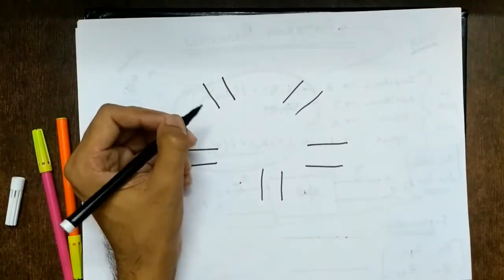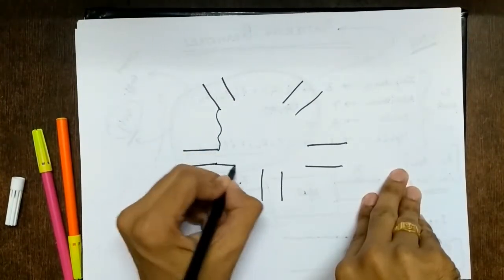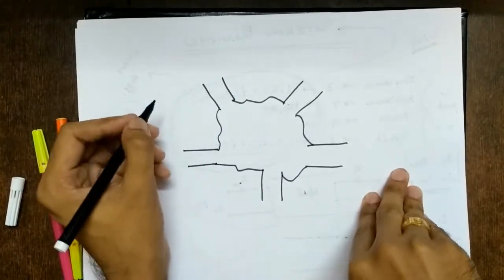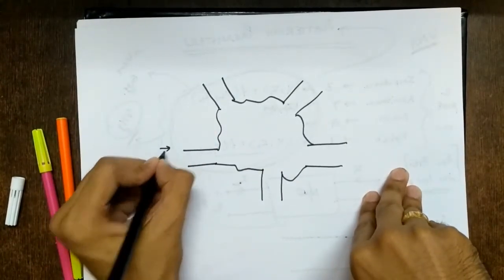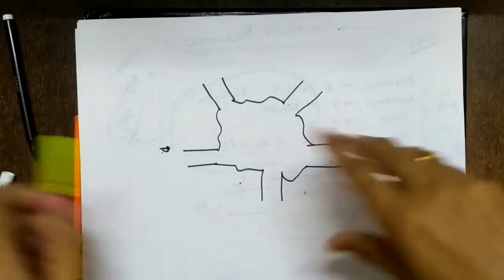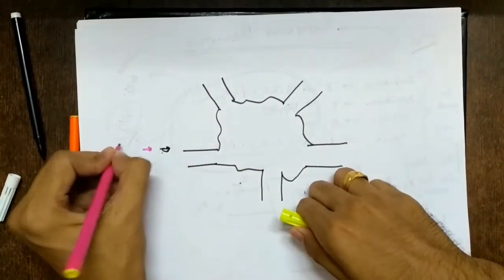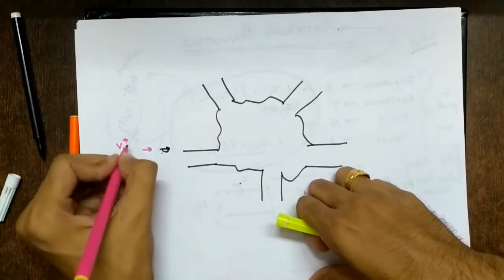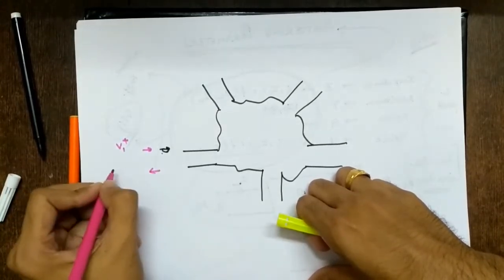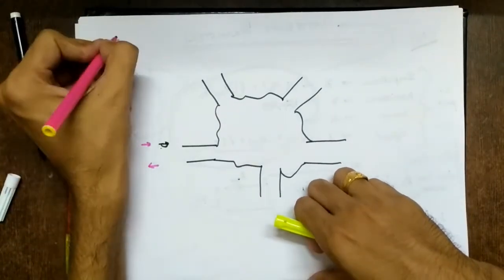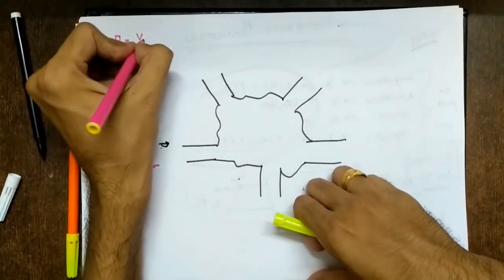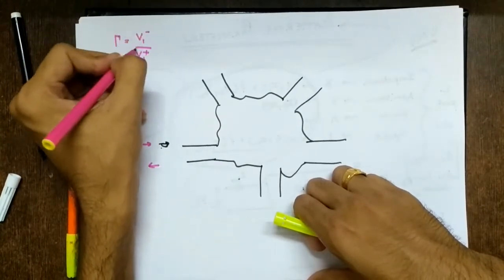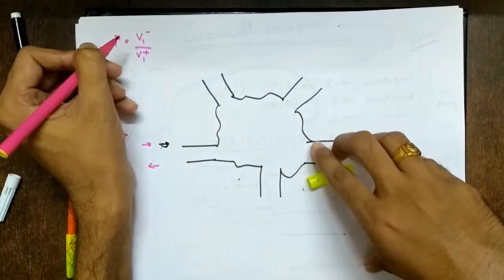So these are my ports, and this is any arbitrary network, so I can draw it haphazardly. This is my ingoing wave. Let's say this is port 1. So voltage is V1 plus, and some part will be reflected. We have seen in transmission lines there is something called the reflection coefficient. What is it? V1 minus upon V1 plus. V1 minus indicates voltage of the reflected wave and V1 plus indicates voltage of the transmitted wave.